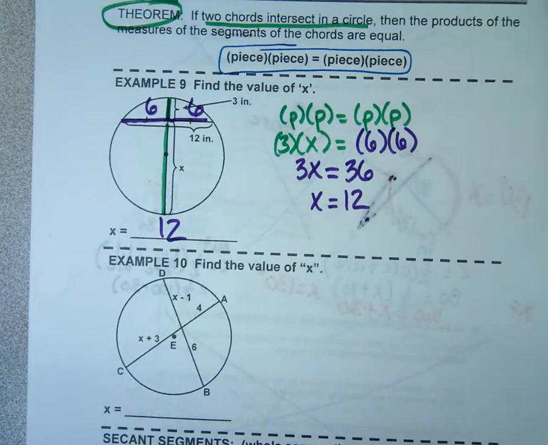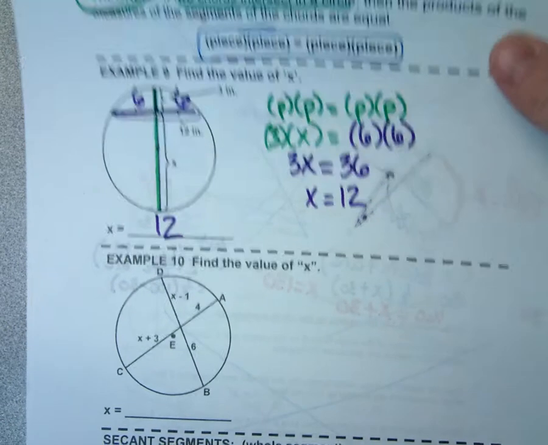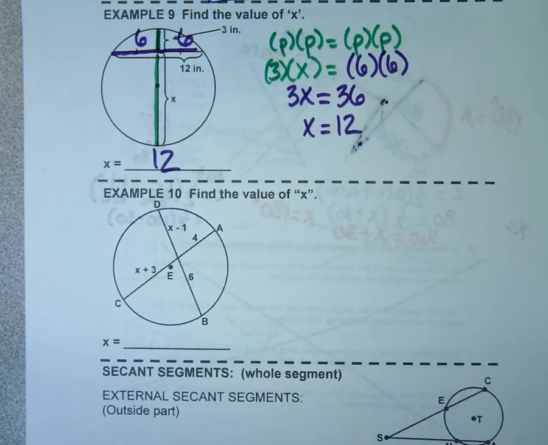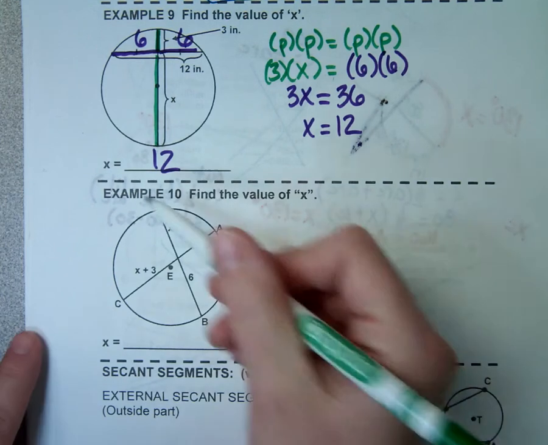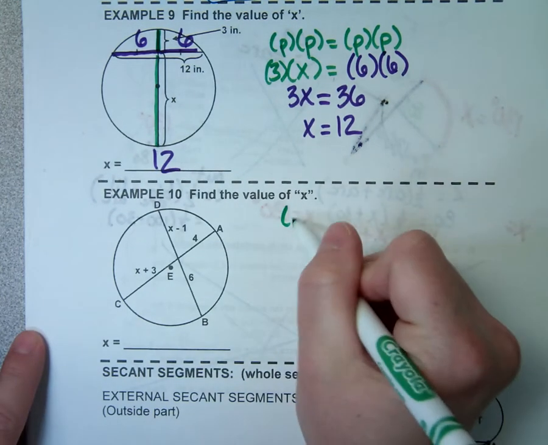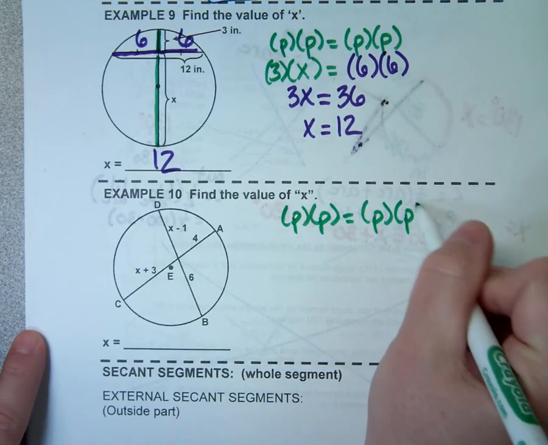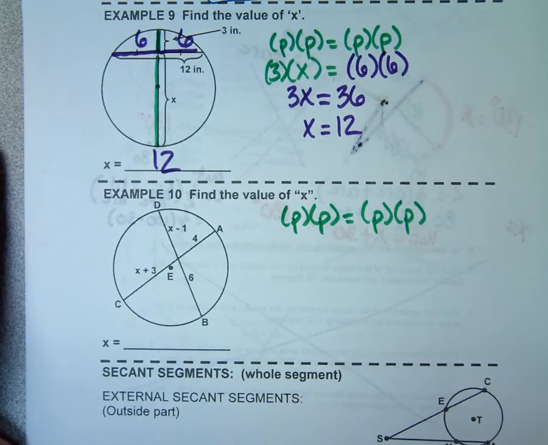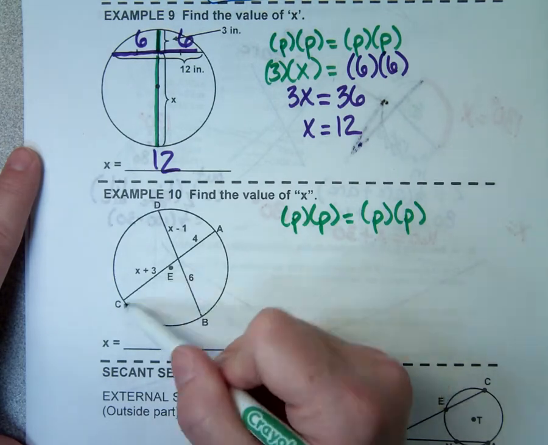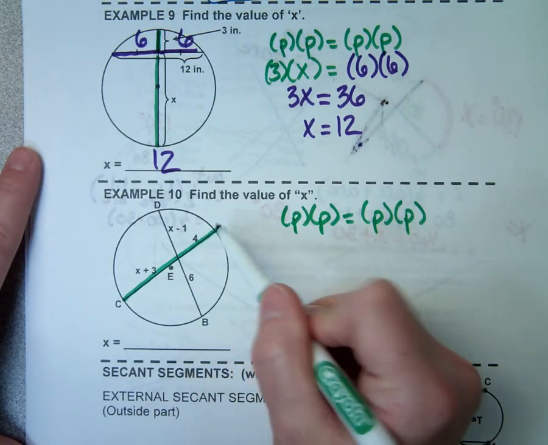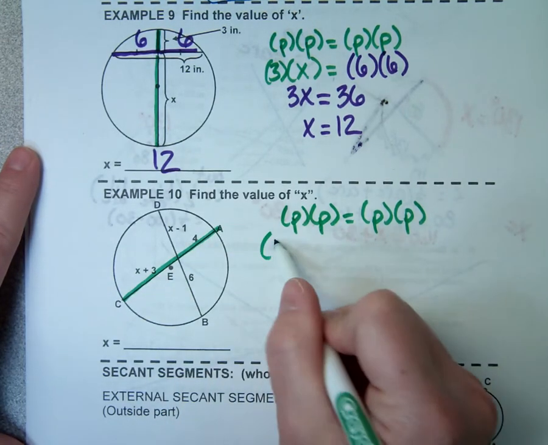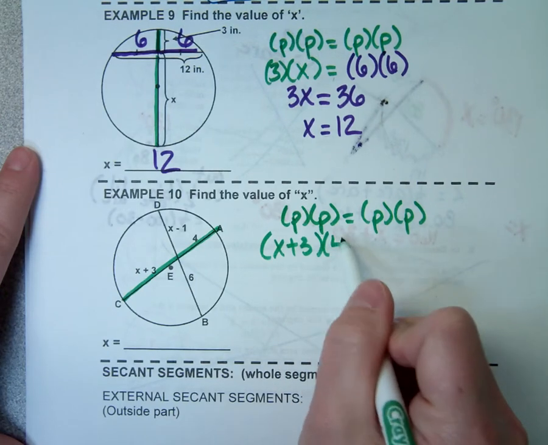Look at your next picture. Do I have two chords intersecting in this next picture? It's going to be the same formula. As long as I have two chords intersecting inside of a circle, it's piece times piece equals piece times piece. This is something else you're going to want to get on your note card. Let's look at this chord here. What are the pieces of this chord? X plus 3 and 4.